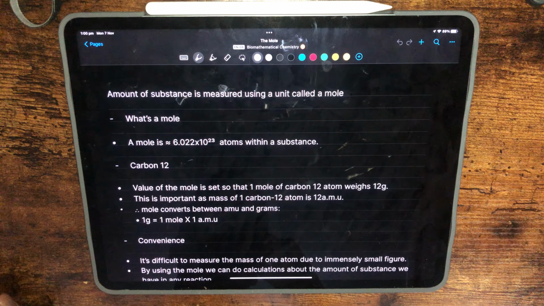Convenience. It's difficult to measure the weight of an atom as it's so tiny. By using the mole, we can do calculations about the amount of substance we have in any reaction.